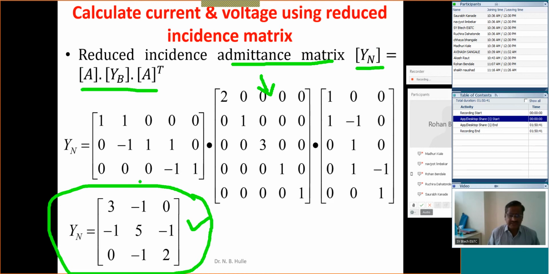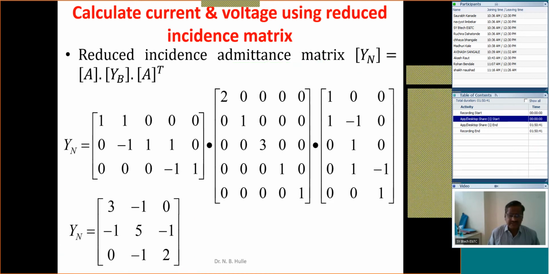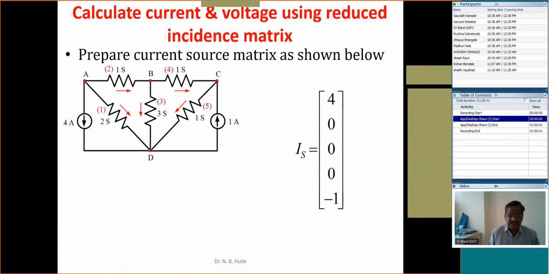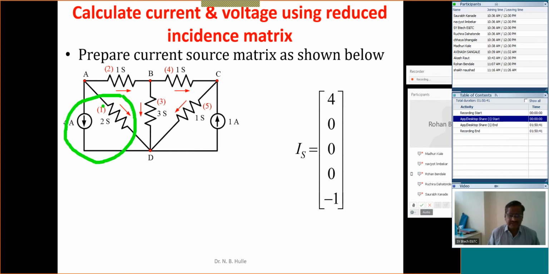If we are in a position to find out this Yn, now look at, we have to prepare this Is. We have to prepare this Is. Now look at how is the Is. For this first branch, we have this attached source. Its direction is downward and direction of this current is also downward. Though both directions are the same, that's why its entry will be +4 because this current is 4 amperes. This entry will be +4.